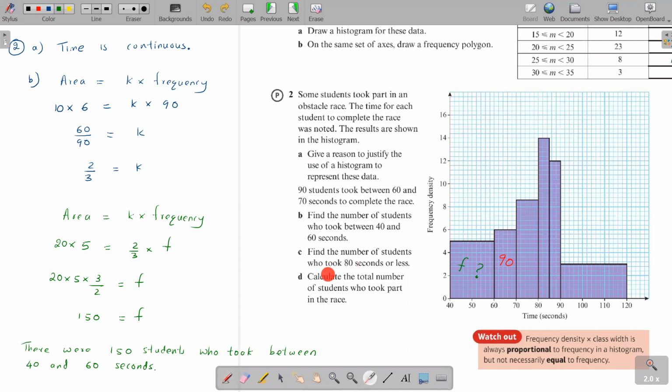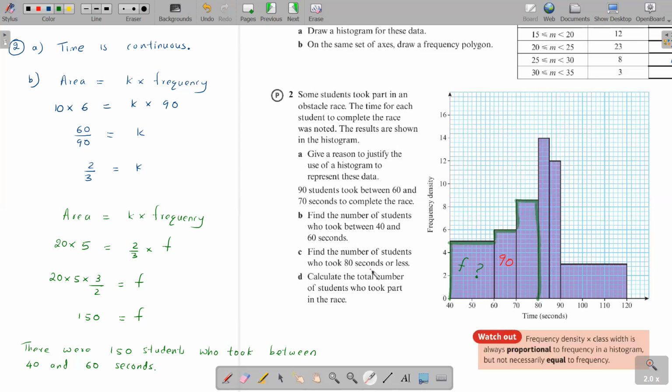Find the number of students who took 80 seconds or less. So basically, 80 seconds or less means you have to consider from the beginning, those who took 80 seconds or less. How many bars are there for 80 seconds or less? 0 to 60 falls under 80, 60 to 70 also falls, 70 to 80. Can you see that all of these bars that I have selected so far come under it?